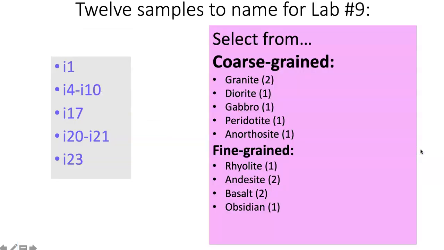So these are the 12 samples I'd like you to try to identify out of the 24. I1, which we've already done, I4 through I10, I17, I20, I21, and I23. And if you do have a rock kit, a PCC rock kit, this includes all 9 of the samples that you have. So you can look at them as well as watch the videos. And then I've also sort of narrowed down what you have to choose from. There are going to be 2 granites, 1 diorite, 1 gabbro, 1 peridotite, 1 anorthosite, which is the weird one that I'm going to show you, 1 rhyolite, 2 andesites, 2 basalts, and an obsidian.